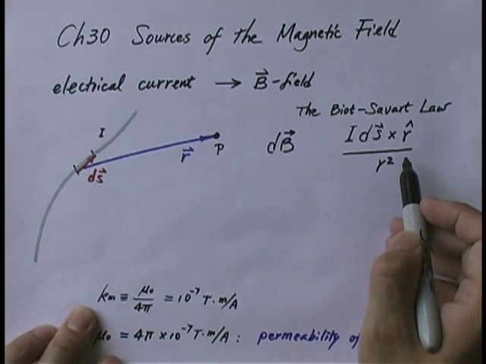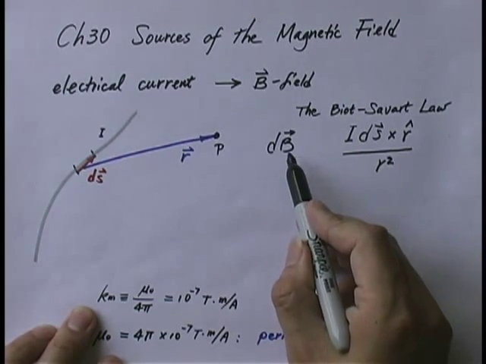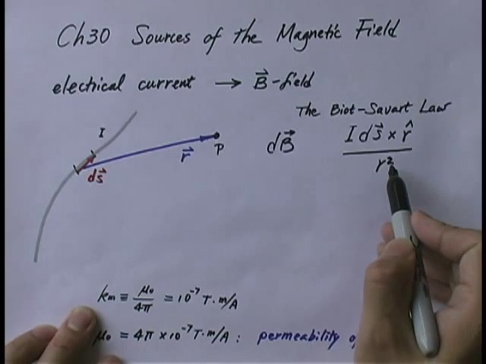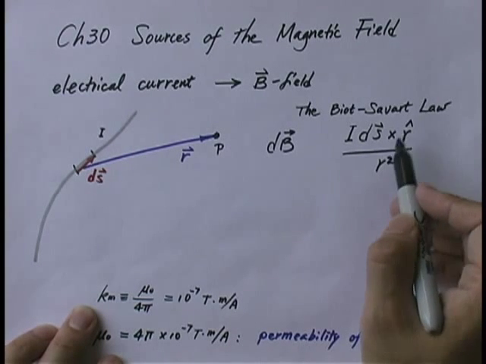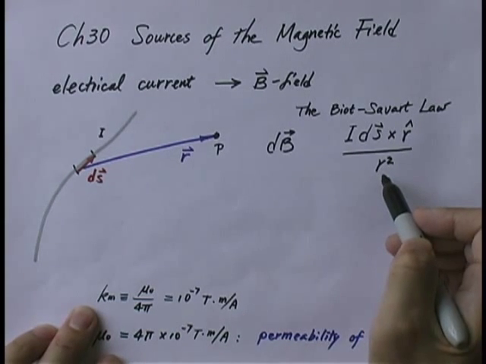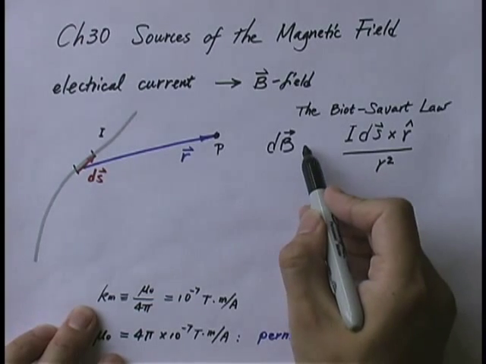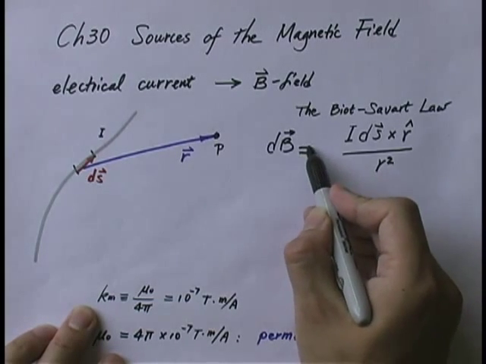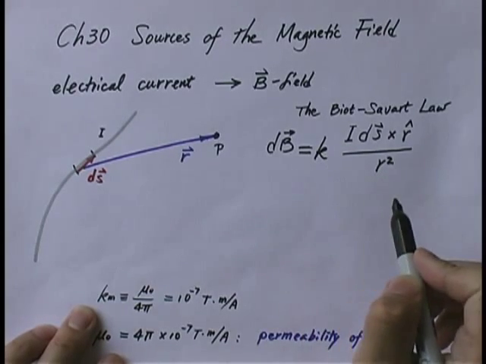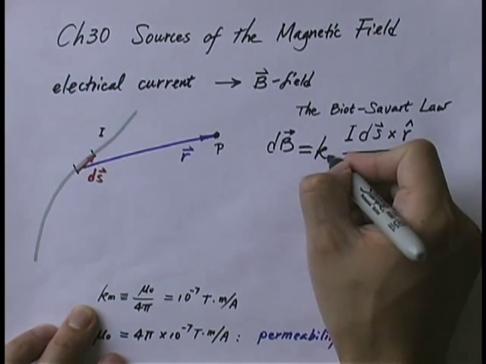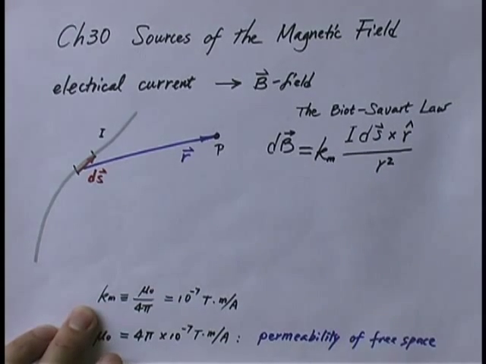That's all. So it turns out dB is proportional to I ds cross r-hat over r squared, and this r-hat, as you see from the cap, is only the unit vector, which has the magnitude of 1. So it goes like 1 over r squared as far as distance is concerned. To make it equal, we have to introduce a constant, k. And that k has to do with magnetism, not electricity, so we use a subscript m to indicate this has to do with the magnetic field. That completes the expression for dB.